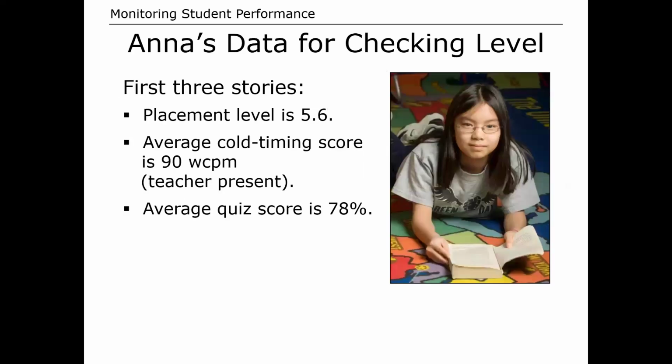So back in the PowerPoint, we're going to have a sample student named Anna, and Anna has passed 3 stories so far in level 5.6. And so we want to take a look at what our average cold timing score is, which after we look at the fluency graph, we took the cold timing score on the first story, the second story, and the third story, right? We added those 3 together and divided by 3 to get our average. And we're going to see, is she in the right level? And is her quiz at least at 60%? And Anna's quiz is at 78%.